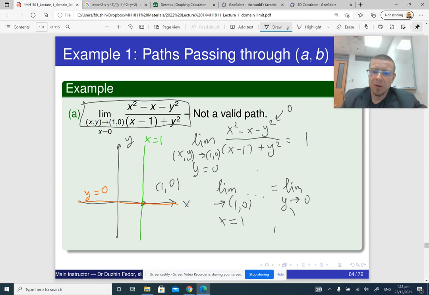And x is 1. So this is going to be 1 squared minus 1 minus y squared, divided by 1 minus 1 plus y squared. Of course, as you can see, 1 squared cancels out, this cancels out, so the remaining part is the limit as y goes to 0 of minus y squared over y squared, which is just negative 1. And this is negative 1.